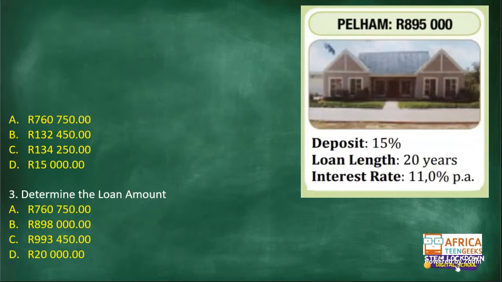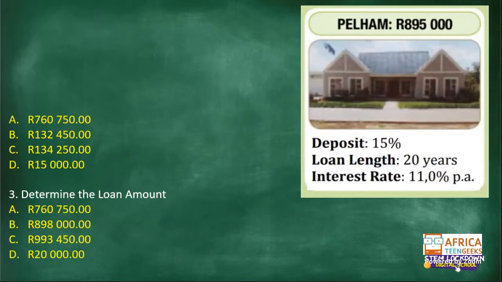Right. We are carrying on with our lesson, and of course, the deposit is 15%. That is the amount that we have paid on the house. The amount being 134,250, and that's the 15% of the total amount of the house.